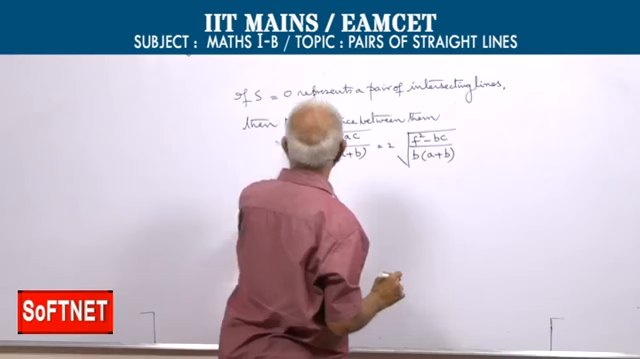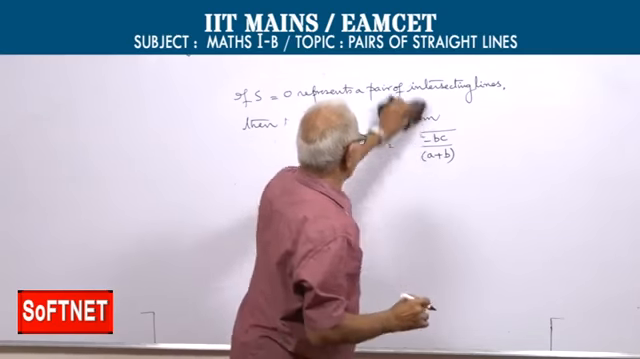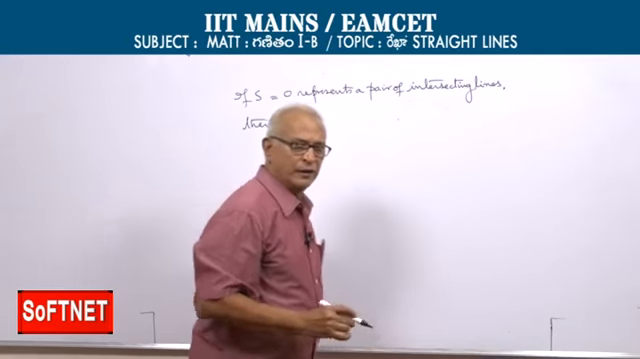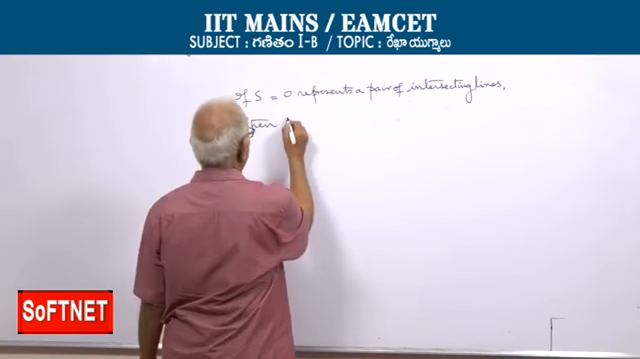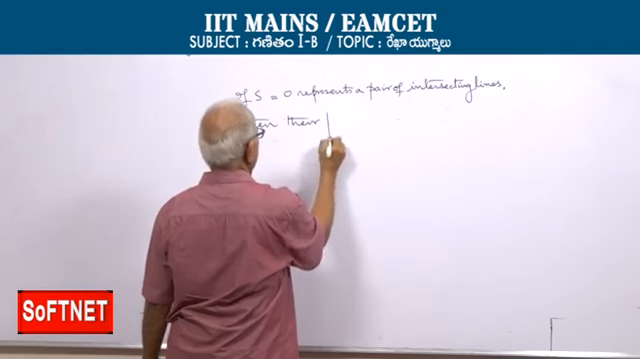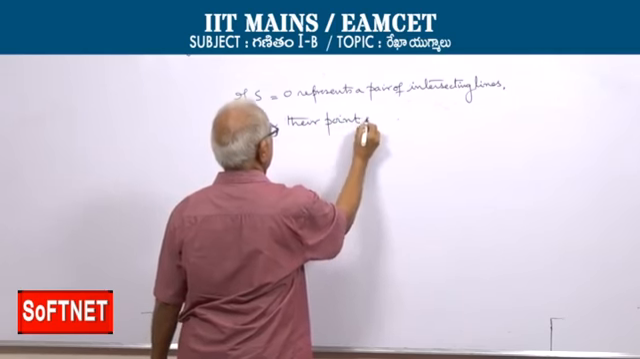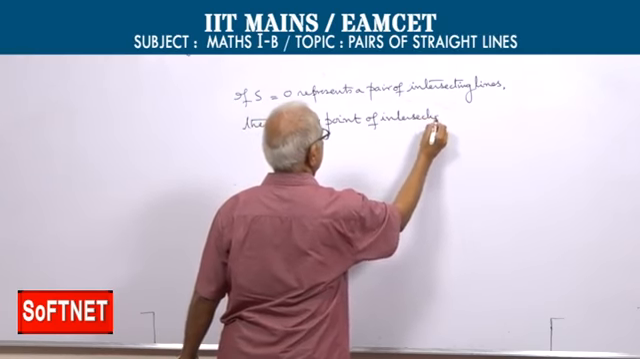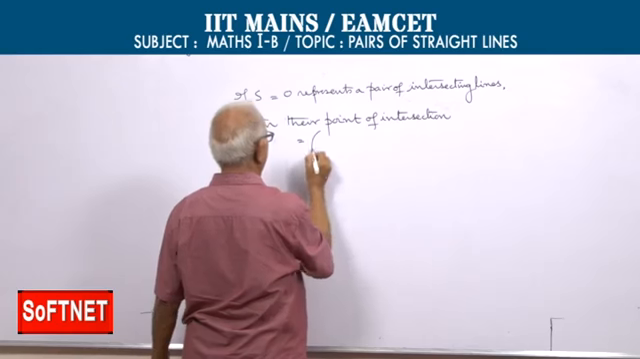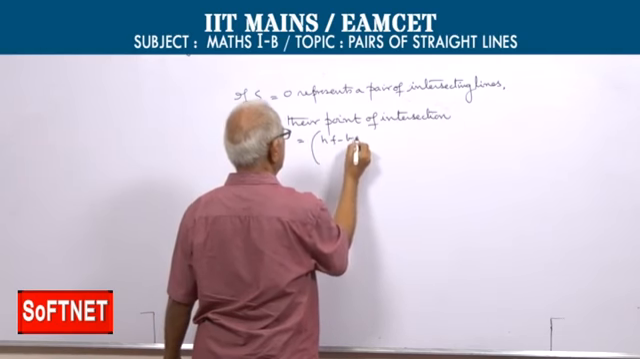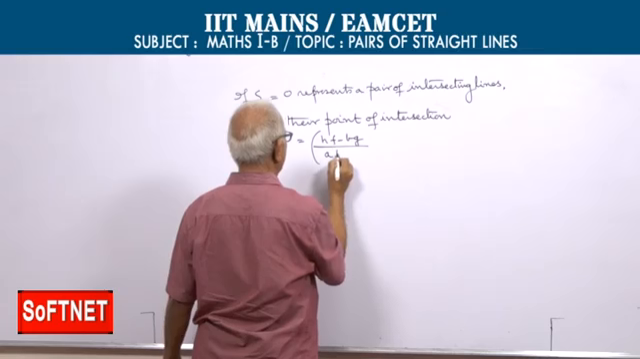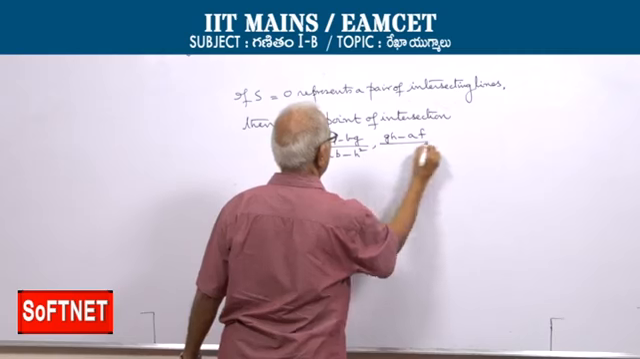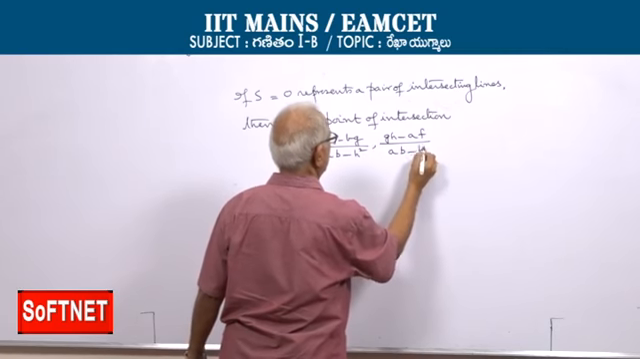Then you can discuss the point of intersection, the point where the two lines meet. Then their point of intersection is (HF minus BG) by (AB minus H square), (GH minus AF) by (AB minus H square).